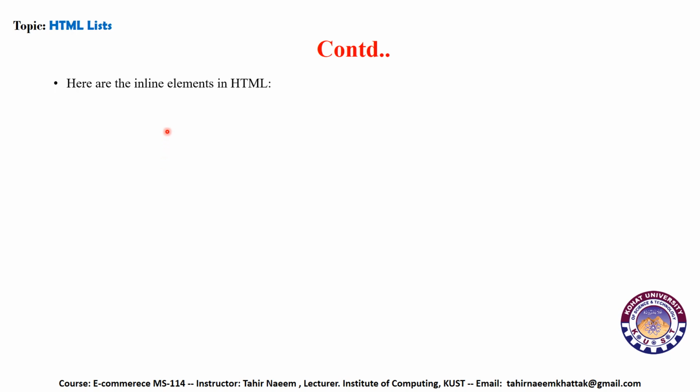Here are the inline elements in HTML. A is the inline HTML element. Abbreviation ABBR is an inline element. Acronym is an inline element. B is an inline element. BDO is an inline element. Big is an inline element. BR is an inline element. Button is an inline element. Cite is an inline element.